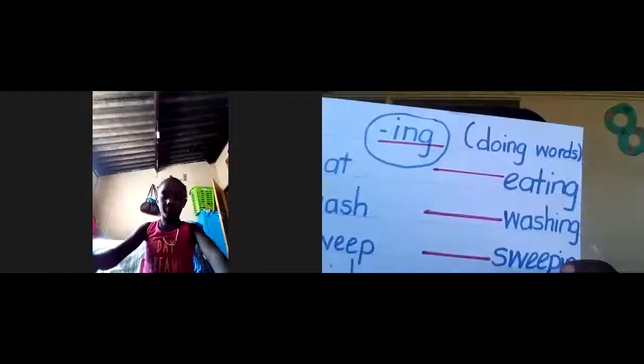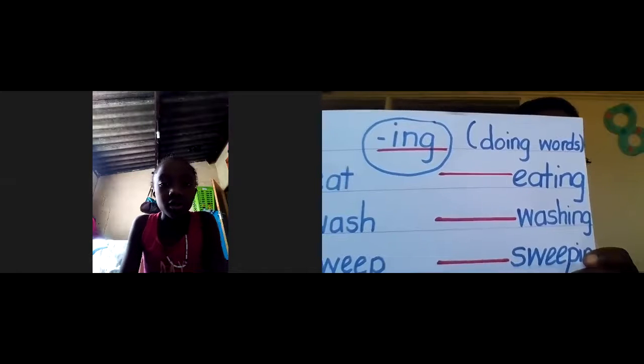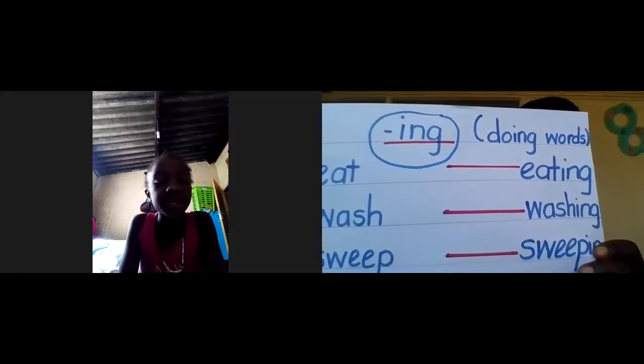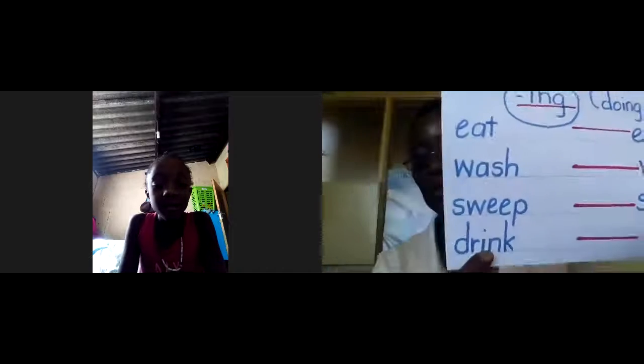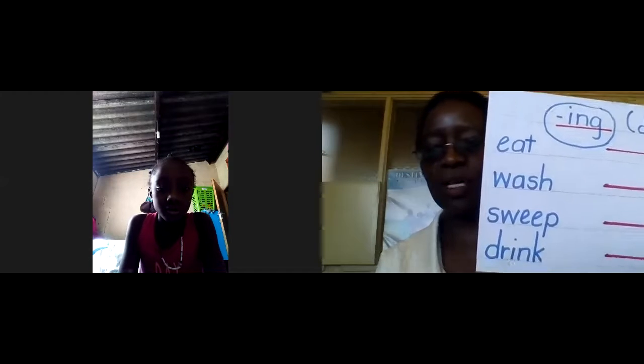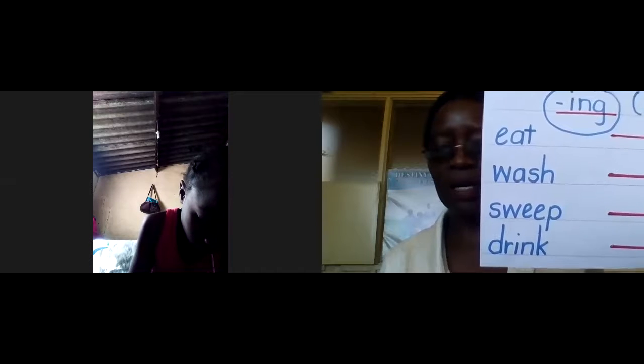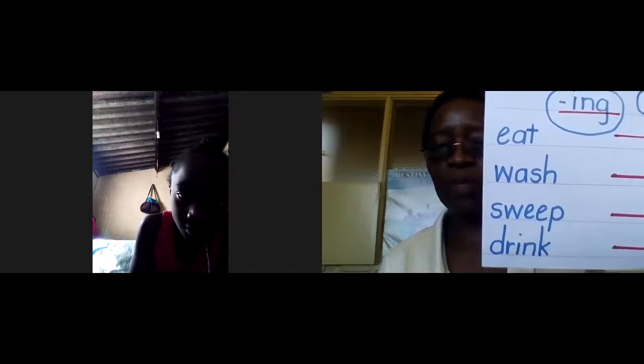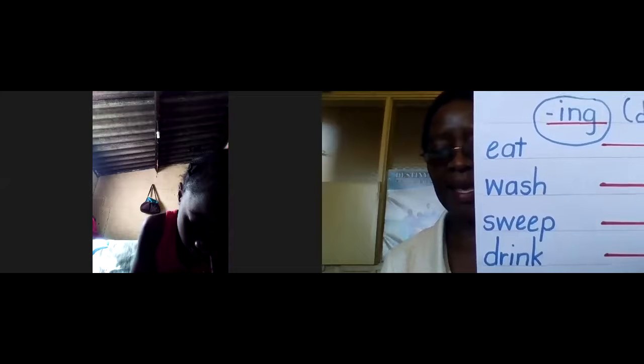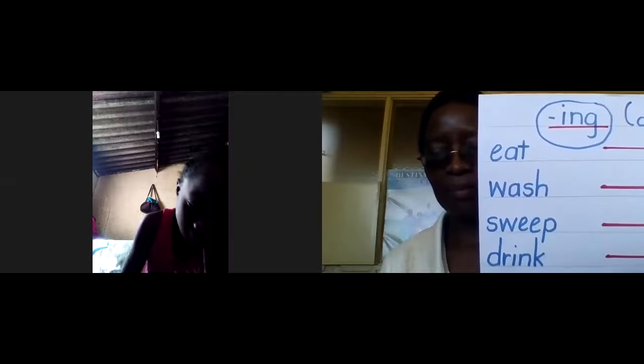All right, very good. That is how we form the words. We also have sweep there, and I've got sweeping. Now let's go to drink. From the word drink, which word can we form? Drinking. Good. Now write it down. Write the word drink. You can copy the word drink. And then you form the new word by adding ing.